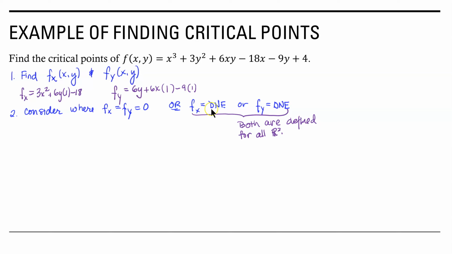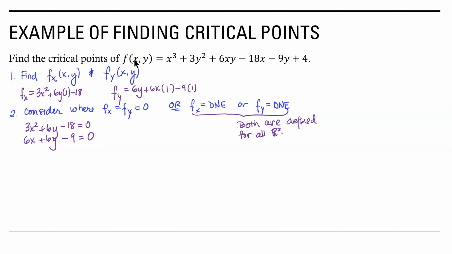Alternatively, we could be looking for a point where our first partial derivatives do not exist. However, these partial derivatives are polynomials. They're nice and continuous and defined everywhere. So this is not an option for critical points. So we're going to focus our efforts on finding points where f_x equals f_y equals 0.